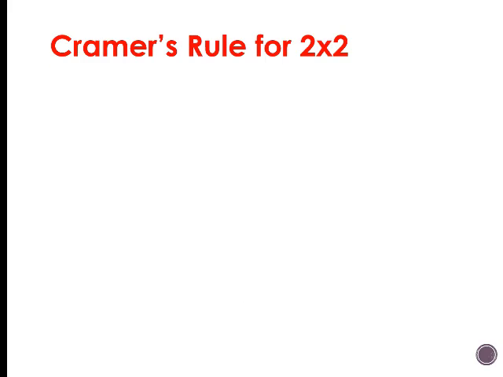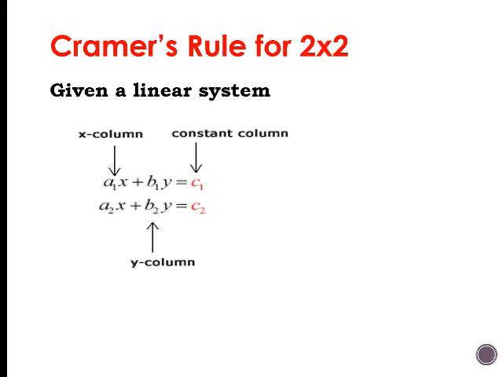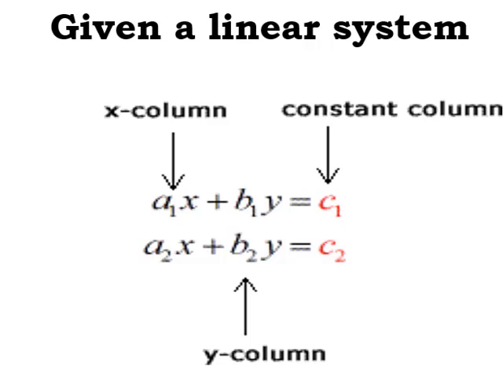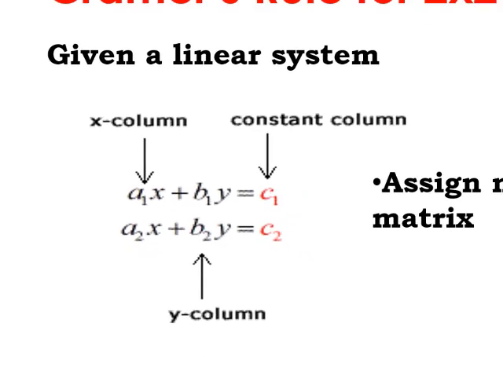Now let's consider Cramer's rule for a 2 by 2 matrix. Given a system of equations, a linear system, the A values are called the X column, and we have the constant column. The B values are called the Y column. Now let's assign names for each matrix.